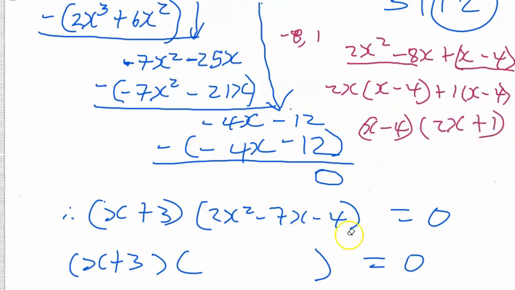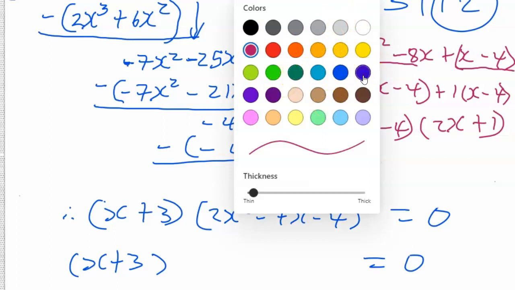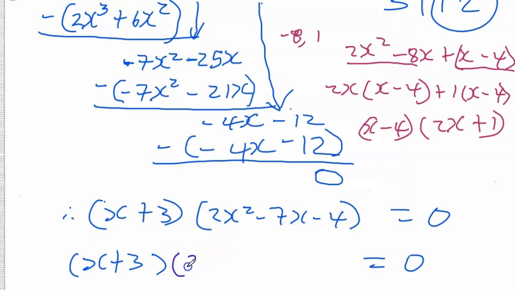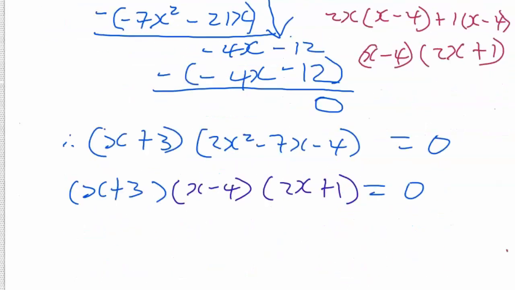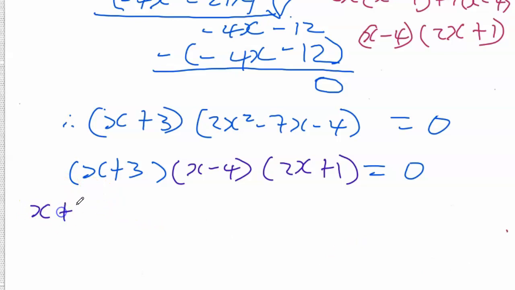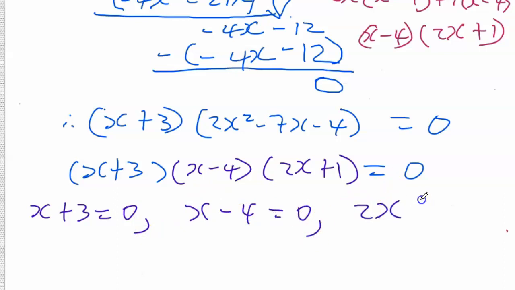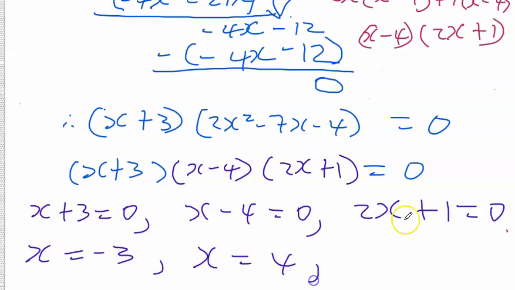So factoring the second bracket there, we should end up with x minus 4 and 2x plus 1. And solving by factorization, we equate each factor to 0 and solve. So we have x plus 3 equals 0. We can equate x minus 4 to 0. Also 2x plus 1 to 0. Solving each of them. Subtract 3 from both sides. x equals minus 3 here. Add 4 to both sides. x equals 4 here. Subtract 1 from both sides and divide by 2. We end up with x equals minus a half. So those are our solutions for f of x equals 0.